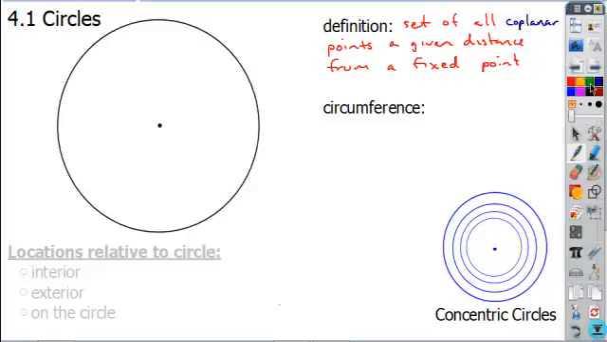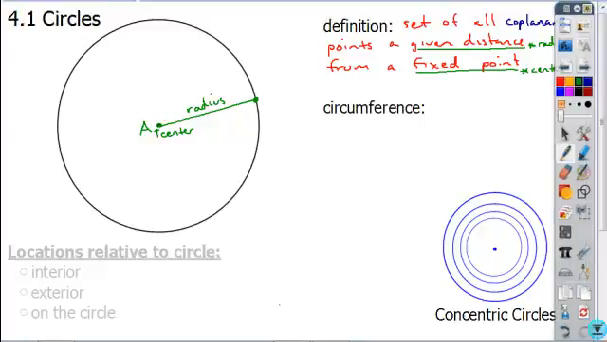Okay, when we look at this given distance, it is called the radius. So here would be our given distance from a fixed point, and our fixed point is called a center. Okay, so that is how we define a circle. It's a set of all coplanar points, a given distance, the radius, from a fixed point, the center.